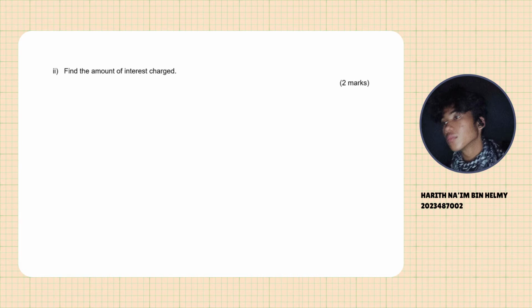Second, find the amount of interest charged. So now we just use the formula I equals S minus P. We already got both S and P, so now just put it into the formula. I equals RM4,058.60 minus RM2,289.24. And we get the answer, which is RM1,769.36.